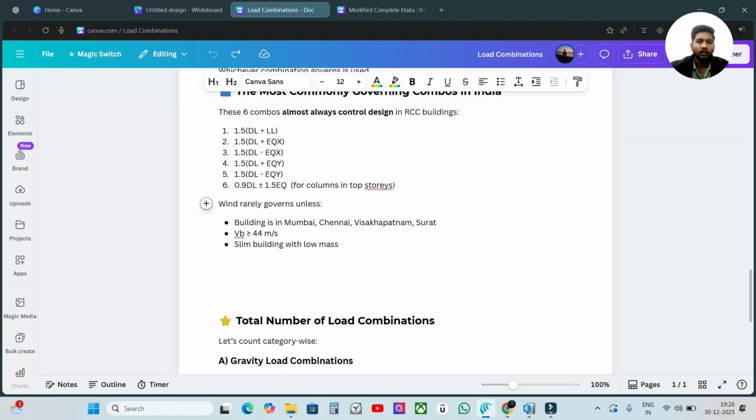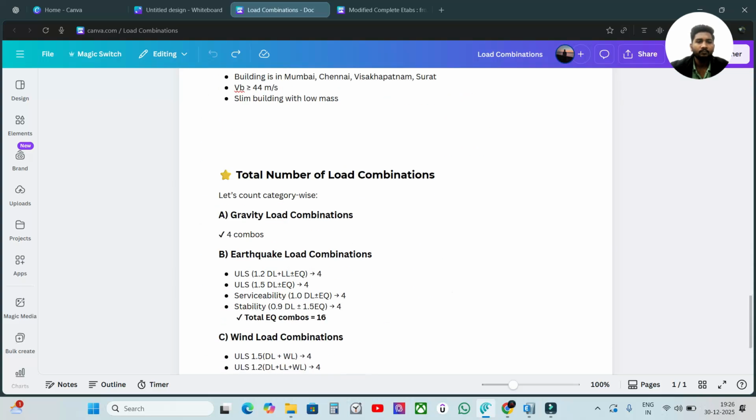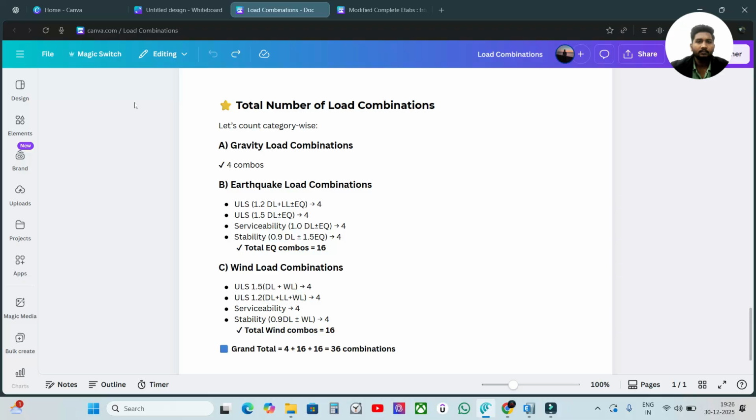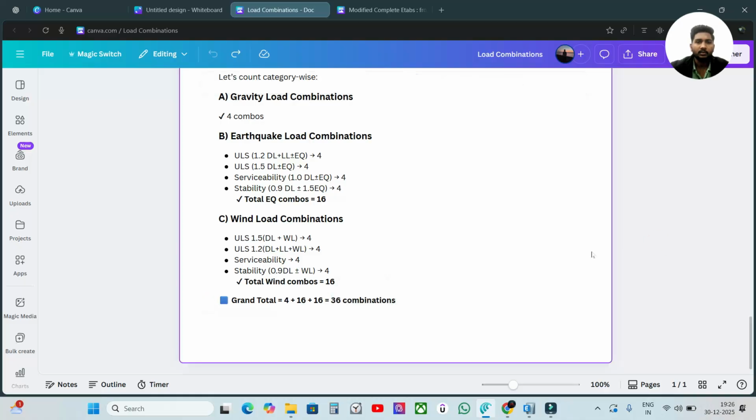Wind rarely governs unless the building is in Mumbai, Chennai, Vishakhapatnam or Surat, where the wind speed is greater than or equal to 44 meters per second, or for slim buildings with low mass, where we need to apply wind load also. So in total, for gravity there are 4 combinations, for earthquake there are about 16, and for wind load about 16. In total we calculate about 36 load combinations present.